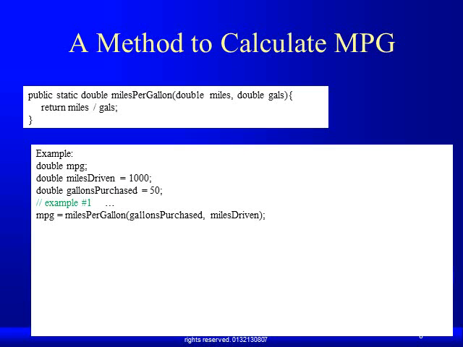The code at the top defines our method to compute the miles per gallon. It takes two formal parameters, the miles driven and the number of gallons purchased. So our definition demonstrates also that we can return the results of an expression just as easily as returning a variable. So we have our definition of miles driven 1,000 and gallons purchased as 50. What will be the miles per gallon after we invoke our method?